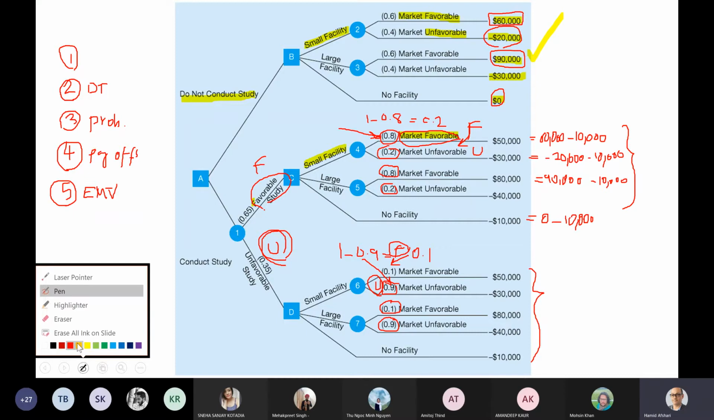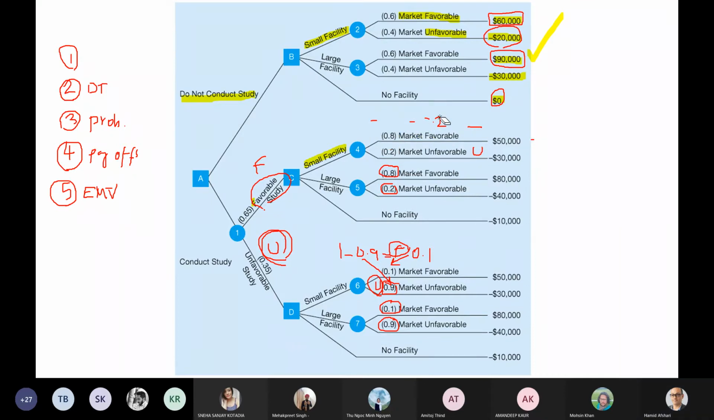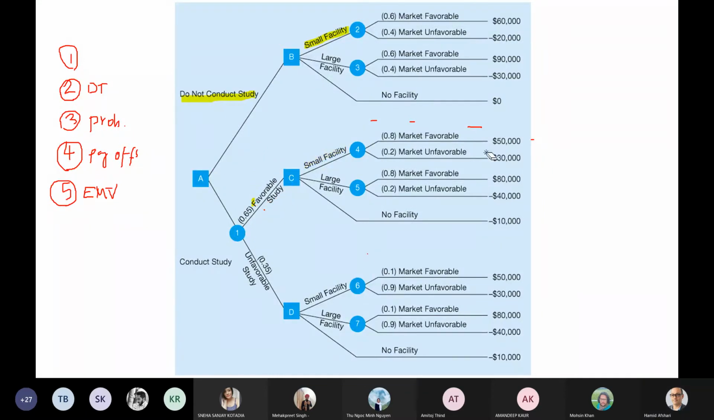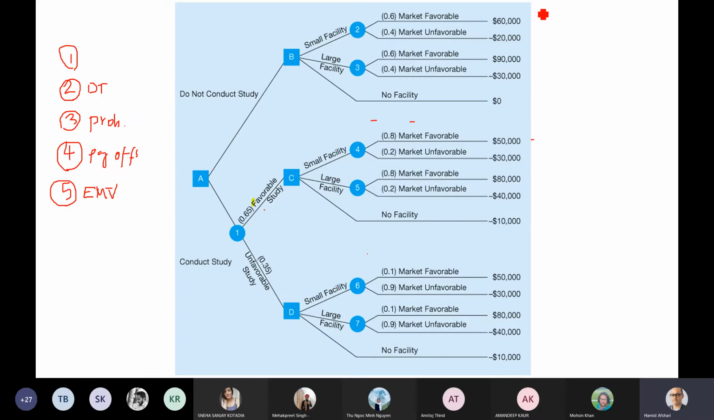Okay, so let me just make this a little bit cleaner. Then we can proceed from there. Okay, so the first thing that we should do is to calculate expected monetary value. Are the probabilities given? Yes, they are given. So all I need to do is to calculate expected monetary value.